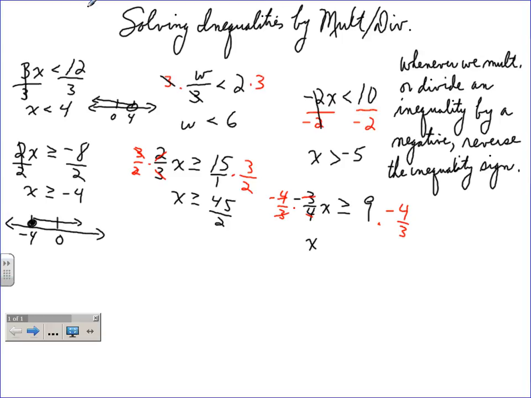Okay, well, 9 times negative 4 is negative 36 over 3, which is negative 12. Okay? And I have to reverse the inequality sign. So instead of greater than or equal to, it is less than or equal to. And when we multiply 9 times negative 4/3, you're going to get negative 12. And so I want x values less than or equal to negative 12.